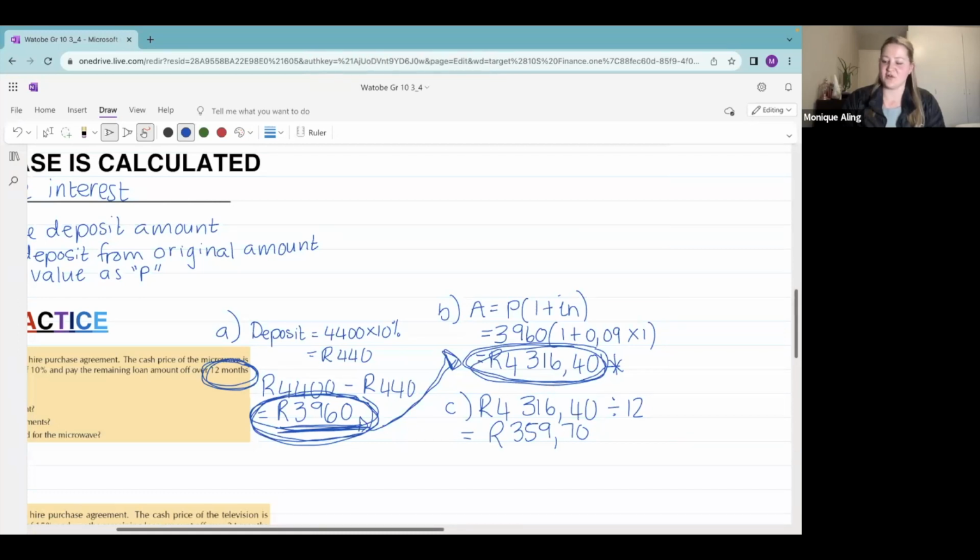Okay, no, that's fine. You can also do it that way, but we don't need to do it now because we've already worked out the amount with interest. We didn't work out interest separately and then add it together, but you can do it that way as well. And it gets the same amount. You should get the same answer.